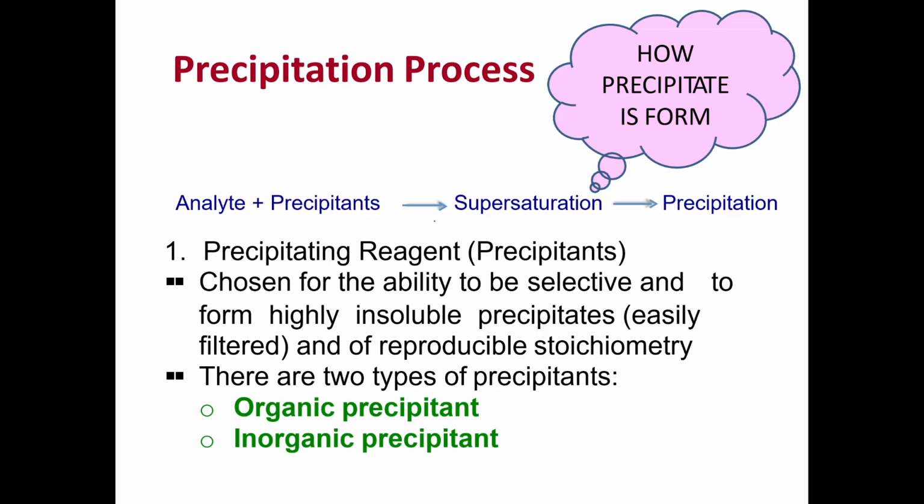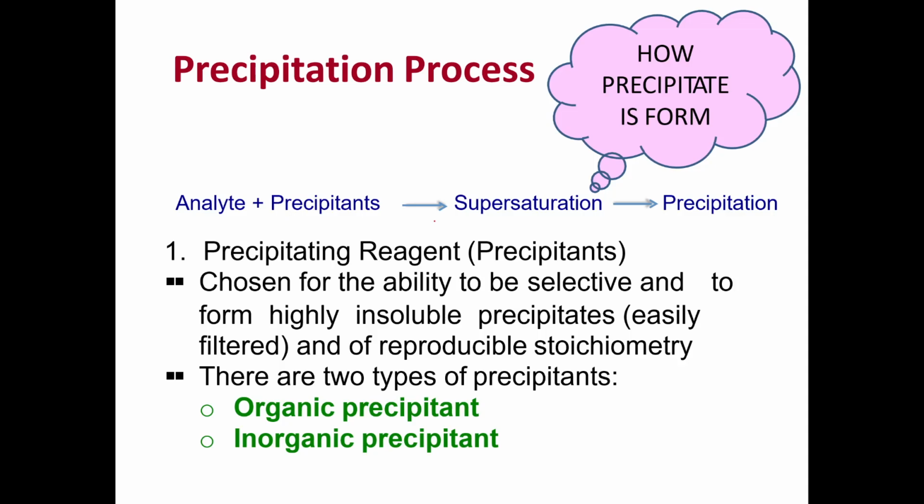So the precipitating reagent or precipitant was chosen for its ability to be selective and form a highly insoluble precipitate. Okay, and this precipitate is also easier to filter and has reproducible stoichiometry, which means we know the stoichiometry of the reactant and the product, and we know the reaction. What is the reaction between the precipitation reagent and the analyte to become a product?